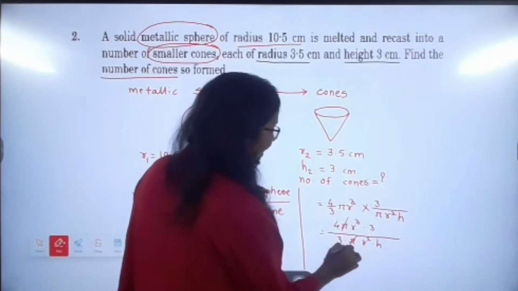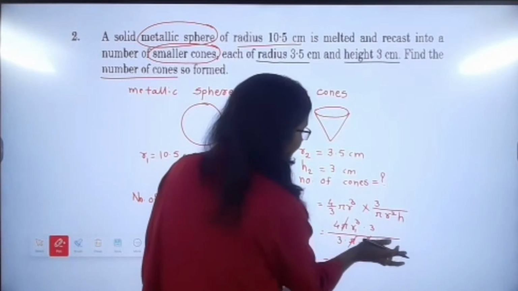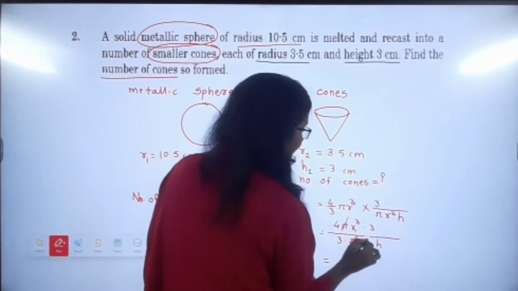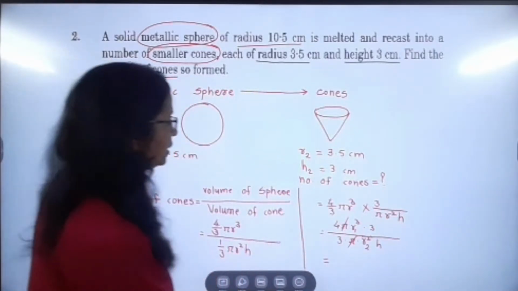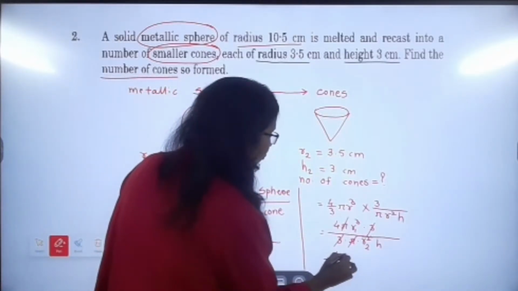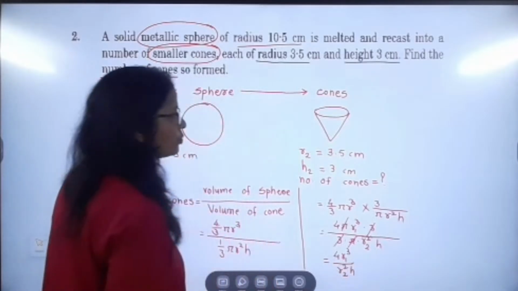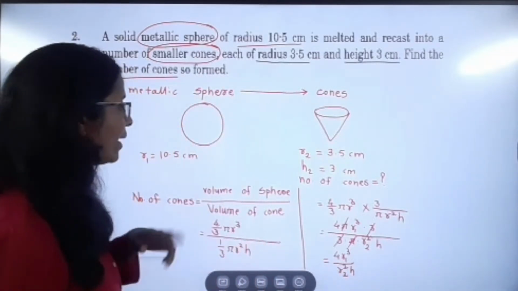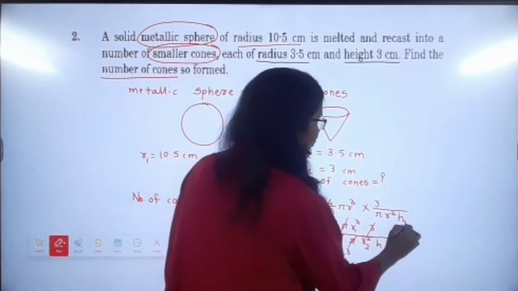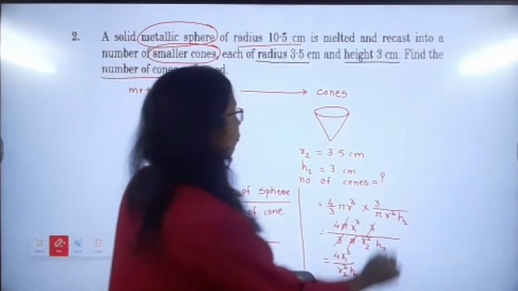So here students, pi gets cancelled. Here this is r1 and this is r2, so they cannot be cancelled out. Now 3 also gets cancelled. The remaining part will be 4 r1 cube upon r2 square h. Now I put the value of r1, r2 and h2. Here we write down the h2.